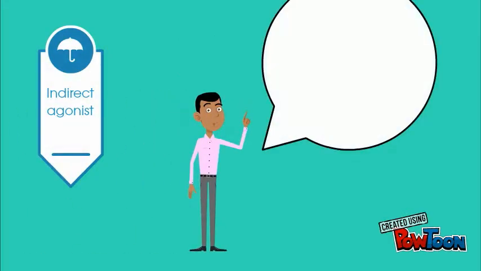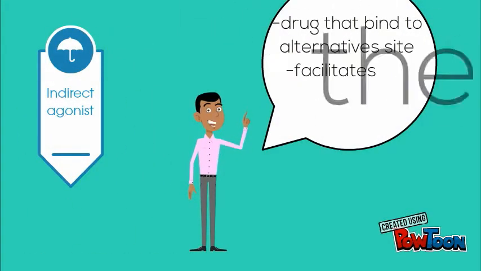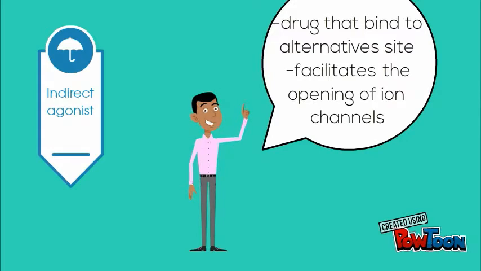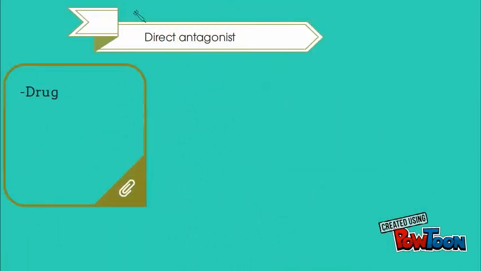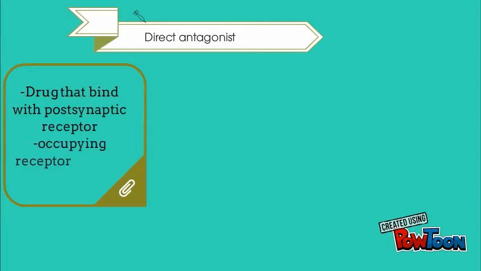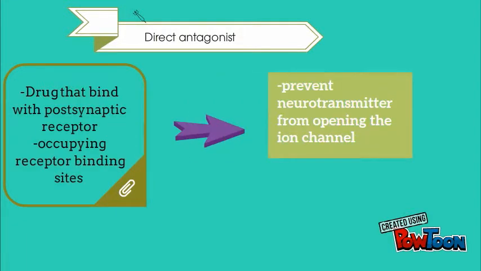Next is indirect agonist, which is a drug that binds to an alternative site and facilitates the opening of ion channels. For direct antagonist, it is a drug that binds with the postsynaptic receptor, which will occupy the receptor binding site, and it will prevent the neurotransmitter from opening the ion channel.